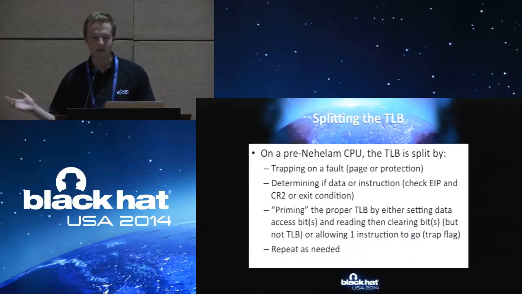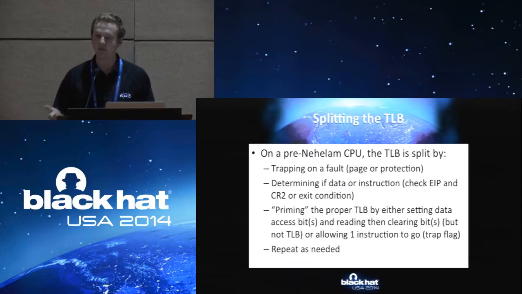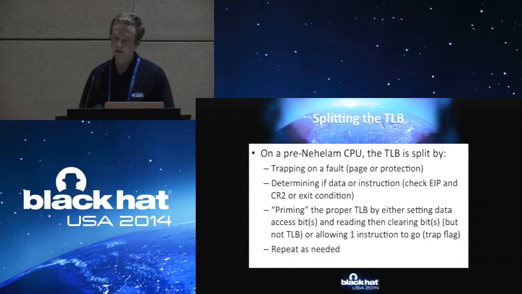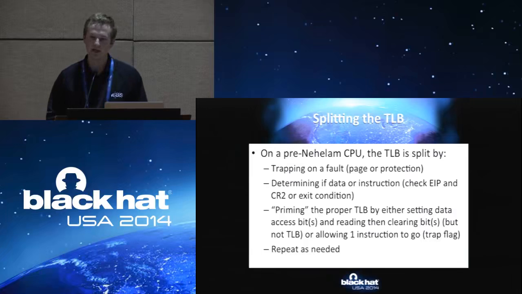This right here is the procedure for how to actually do the split. You're going to trap on some kind of fault, so a page fault handler or a general protection fault. You're going to determine if that fault happened because of a data access or an instruction fetch. There's a couple different ways you can do that. If it's a page fault, there's an exit condition pushed on the stack that says if it's data or instruction, or you can check the EIP and the faulting address in CR2. You can figure that out essentially.